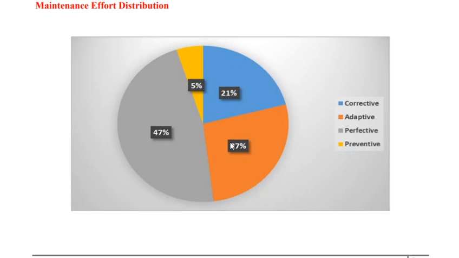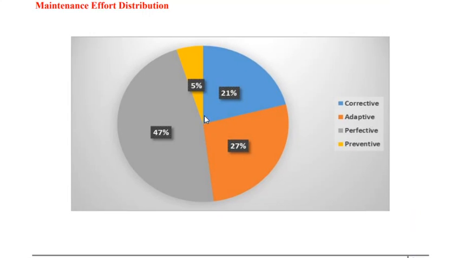So now let us try to see the distribution of the total amount of effort for different types of maintenance. You see that almost 47% of the maintenance effort is dedicated to perfective maintenance. Almost 21% of the maintenance effort is meant for corrective maintenance. Almost 27% is meant for adaptive maintenance, and almost 4 to 5% of the maintenance effort is meant for preventive maintenance.